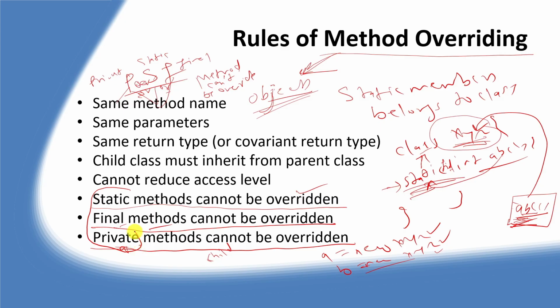If any of these keywords is used in the method of the parent class, we cannot override this method in the child class. And the reason we know: static belongs to the class, not to objects. Final means we cannot modify the method. Private means the scope of the method is private, and we cannot redefine it in the child class since the scope is within the class.